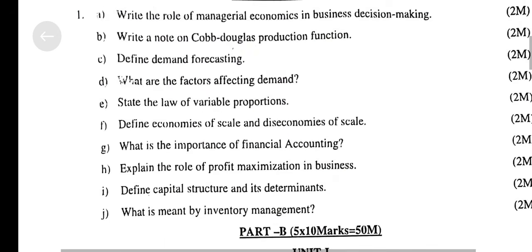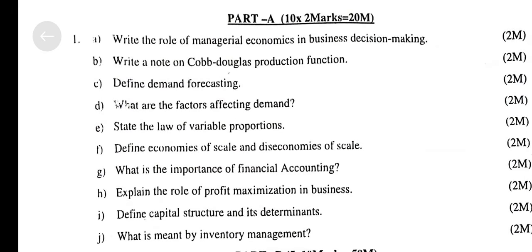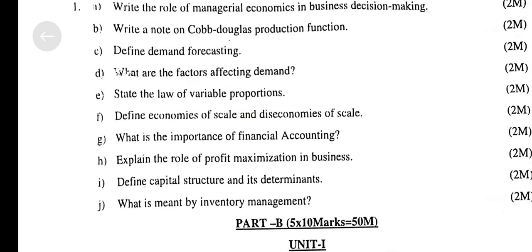Part A, 2 marks questions. Section 1A: Write the role of managerial economics in business decision making. Write a note on Cobb Douglas production function. Define demand forecasting. What are the factors affecting demand?